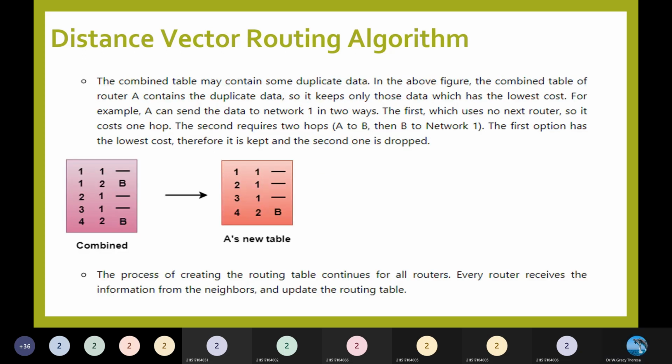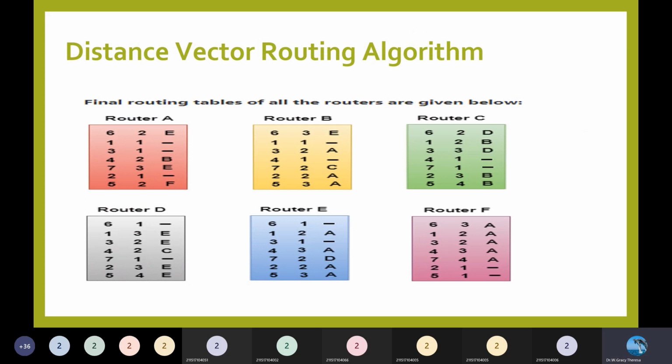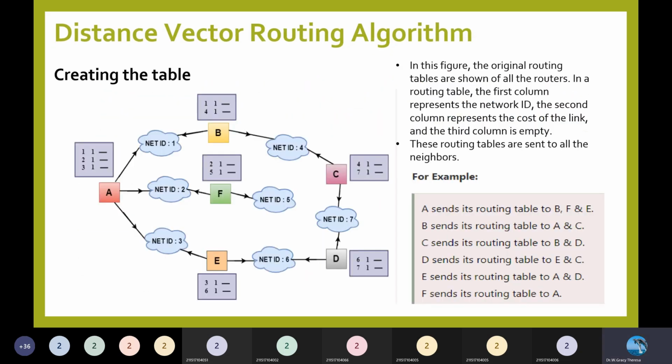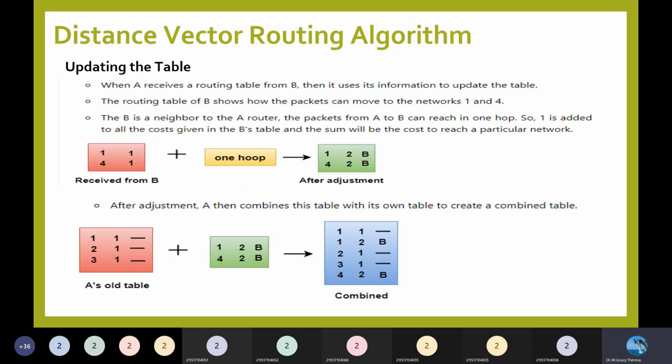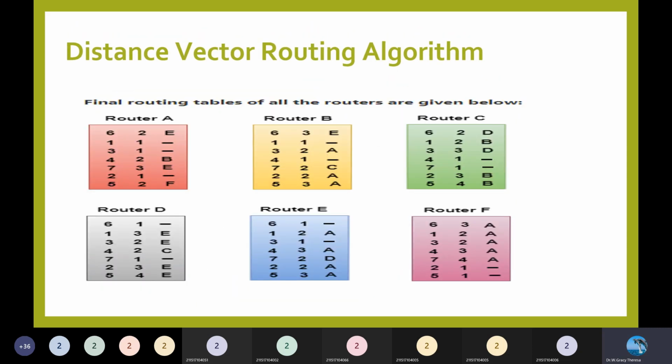Okay, so now this is the final route for this particular table. Initially it was like that, right? After sharing and updating of the information, finally each and every node will come to know about the entire information about the topology, and that will be updated here. So that is something about the distance vector routing algorithm. We are going to see in depth how it works.